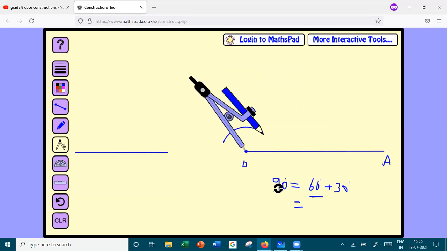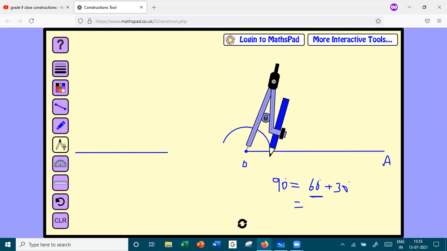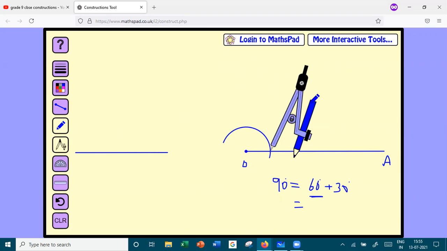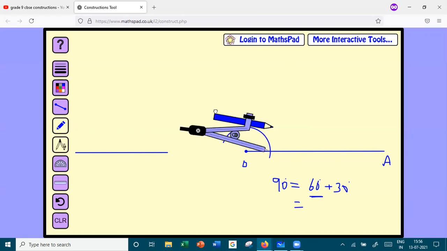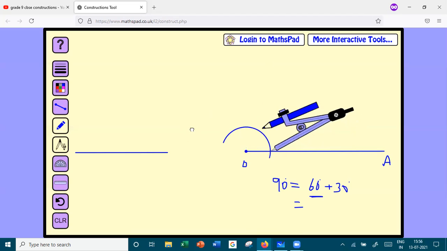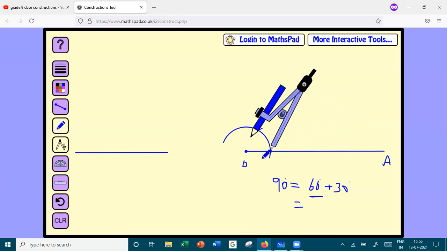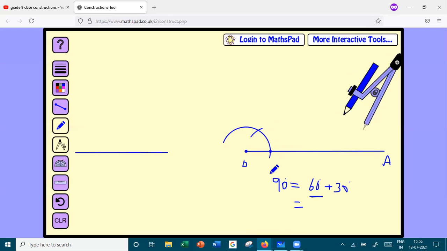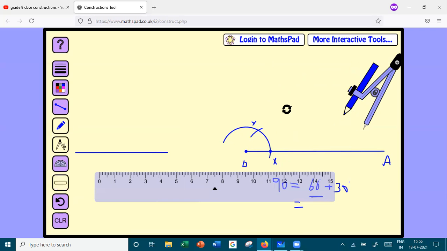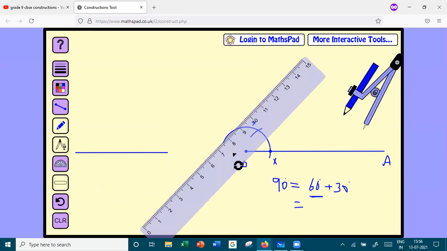Okay, so I'm going to draw an arc, right? And with the same radius, I'm going to draw another arc. Made it? Okay, send a picture. With the same radius, I have cut an arc here, and this is my 60 degree. Let me label this as X, this is Y. This 60 degree is ready, and I will join the line.